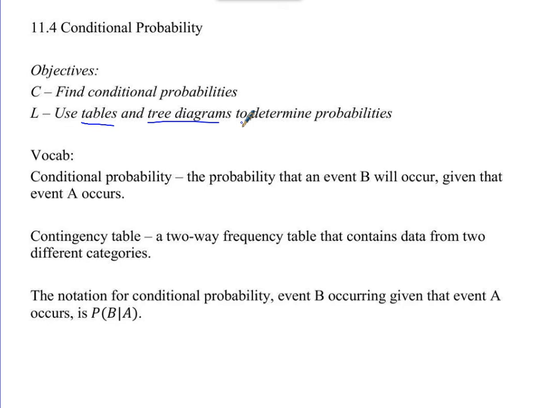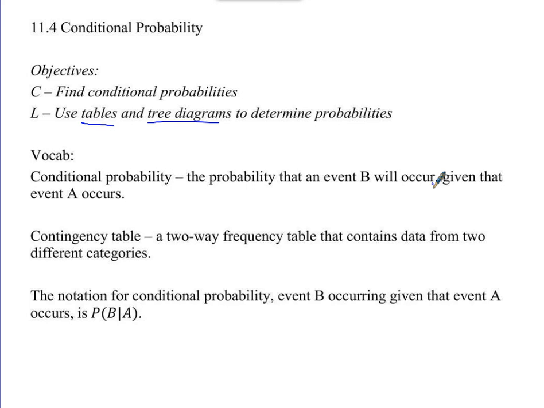You've seen a couple diagrams on your homework assignments. That Venn diagram, that is useful for coming up with probabilities. You're going to see how tables and trees can also be useful. So, conditional probability is the probability that event B will occur given that event A occurs or has already occurred. It's weird language there, but we'll figure it out.